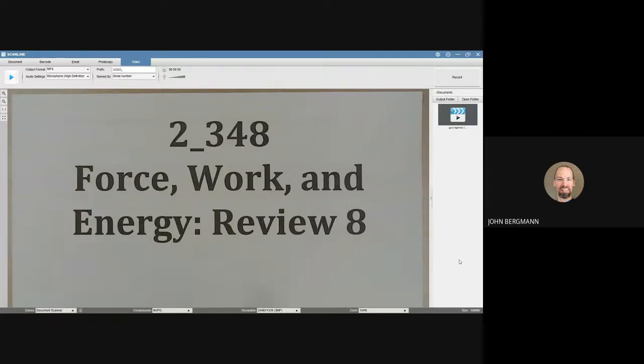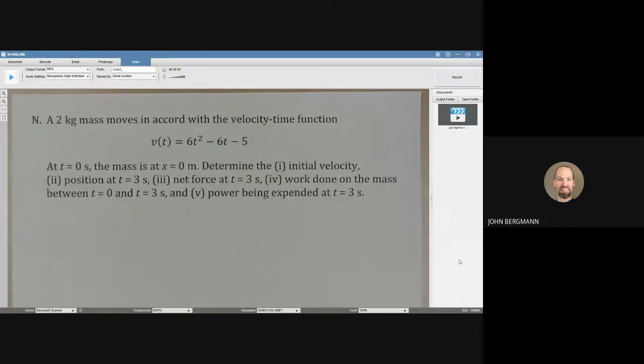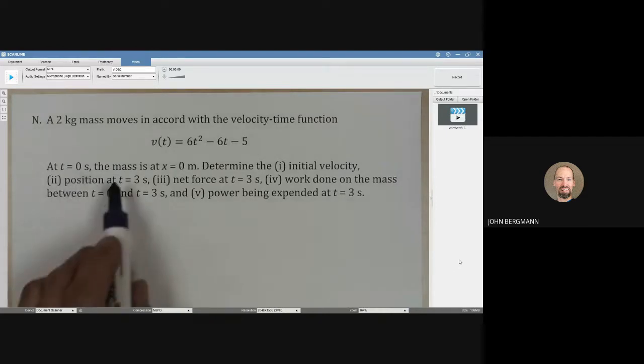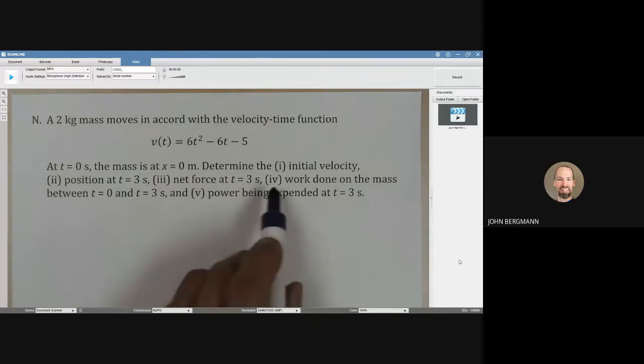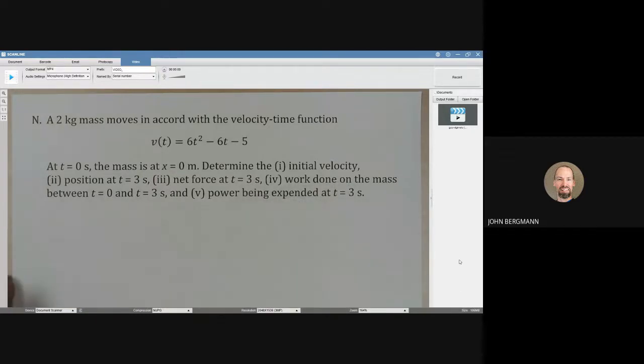Force, work, and energy review 8. A 2 kilogram mass moves in accord with the velocity time function given there. At t equals 0 seconds, we're told the mass is at a position of x equals 0 meters. And here are some things that we want to determine: initial velocity, position at time 3 seconds, and so on.